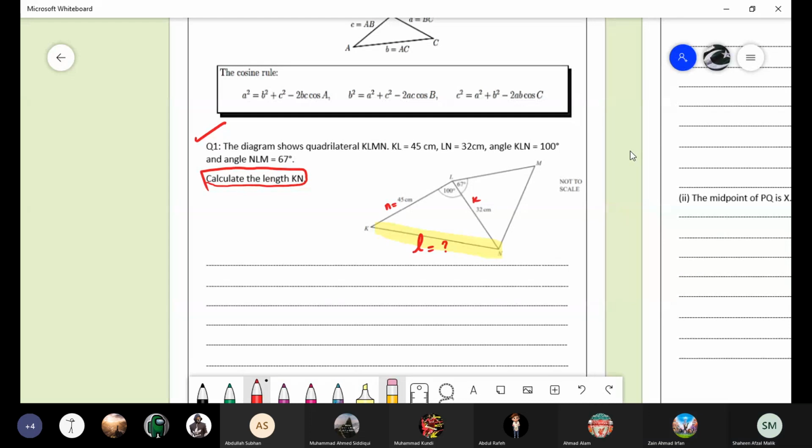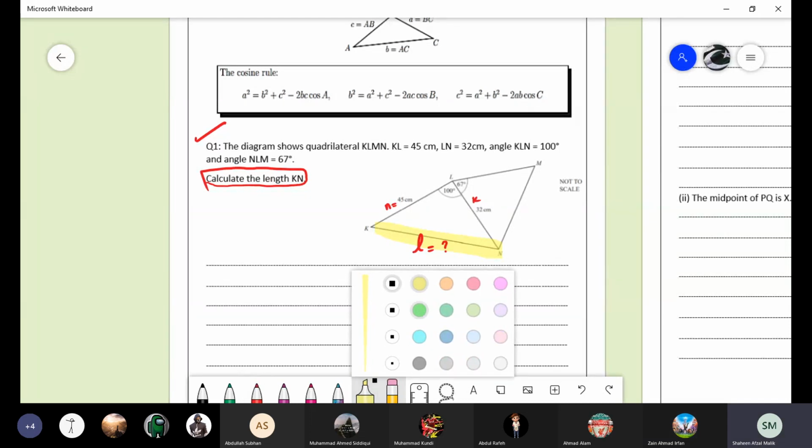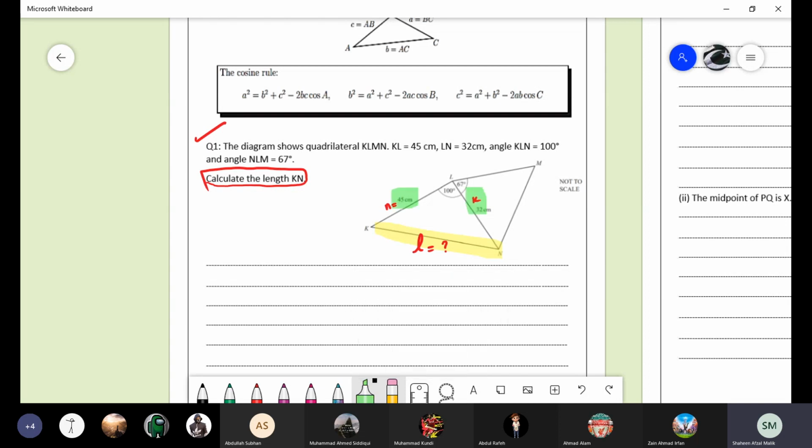Can you see the two sides and included angle? We have to see the condition first. Two sides and included angle is given to you. It means can we apply the cosine rule here? Yes, ma'am. Ma'am, did you share the worksheet? I have already shared the worksheet in maths files, my dear.